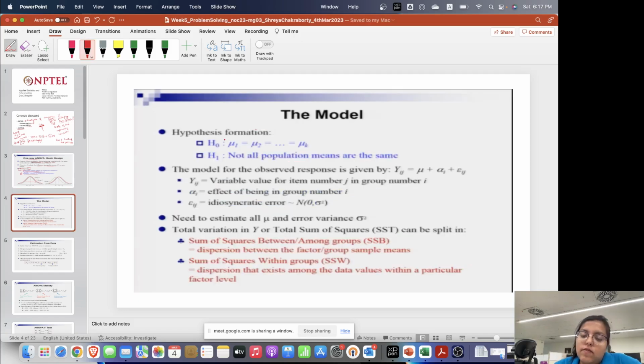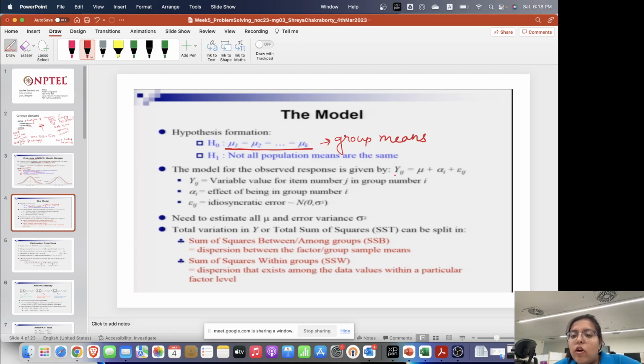So first we'll try to look at what is the hypothesis. So the null hypothesis will be that all treatment means, or all the group means rather, are equal. And the alternate hypothesis is that not all population means are the same.